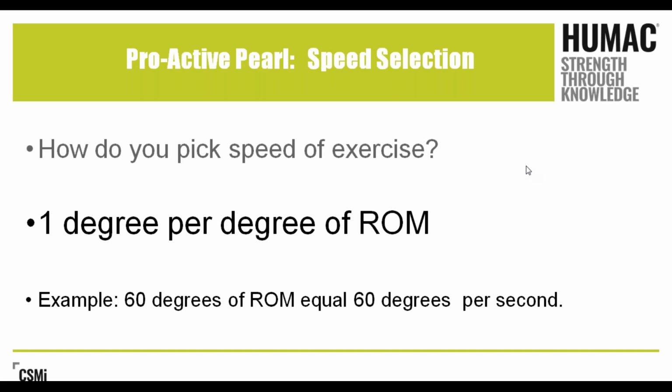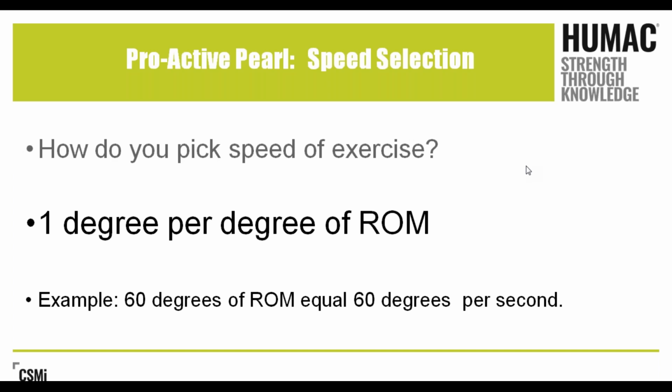What I say is more appropriate, and I'll give you some of the science background behind this, is 1 degree per second per degree of range of motion for a neurologically intact, normal musculoskeletal individual. So if someone is a normal individual, taking them at 60 degrees of range of motion at 60 degrees per second is something they can handle pretty comfortably. And it's a comfortable speed for them.